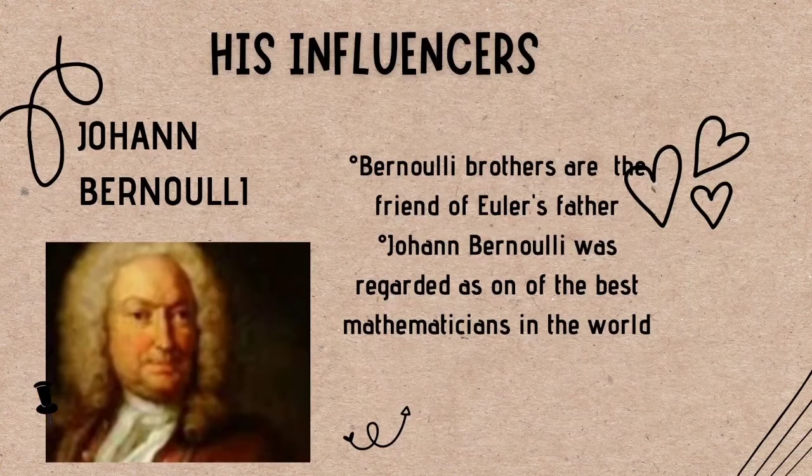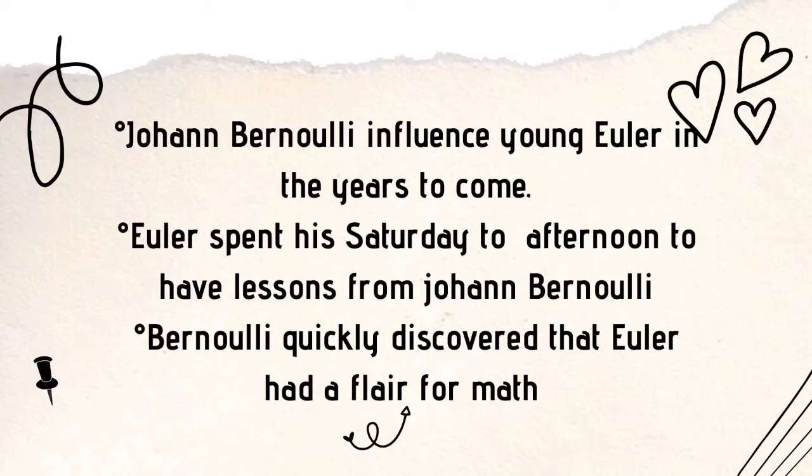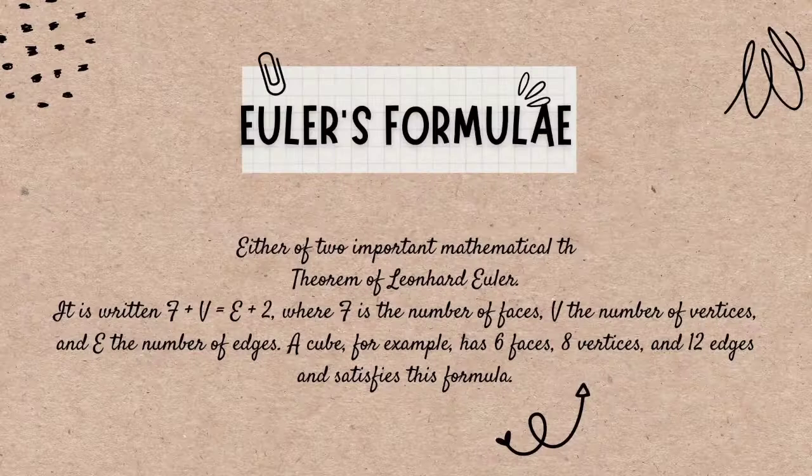His influencers: Johann Bernoulli. The Bernoulli brothers were friends of Euler's father. Johann Bernoulli was regarded as one of the best mathematicians in the world, so he influenced young Euler in the years to come. Euler spent his Saturday afternoons having lessons from Johann Bernoulli. Bernoulli quickly discovered that Euler had a flair for math.